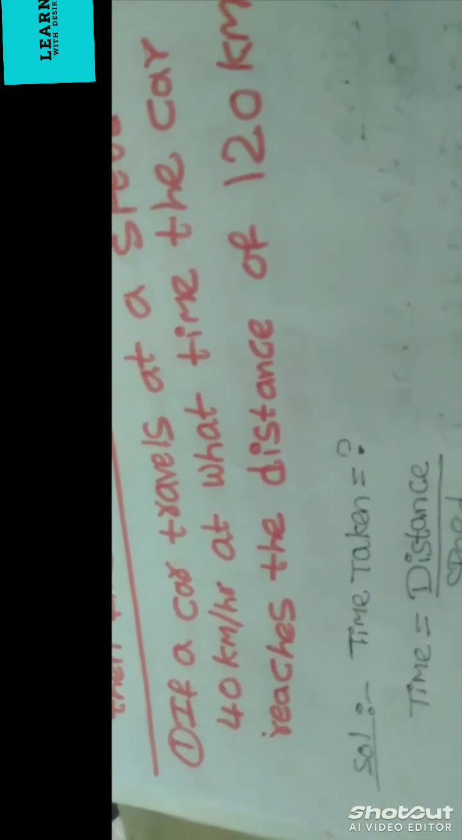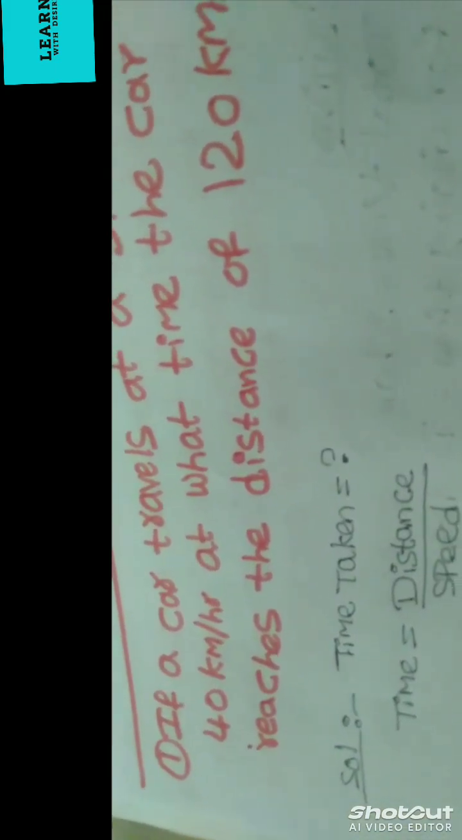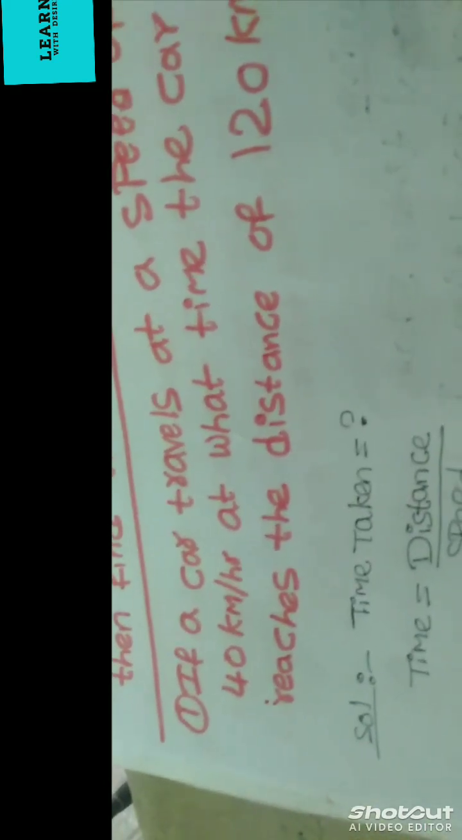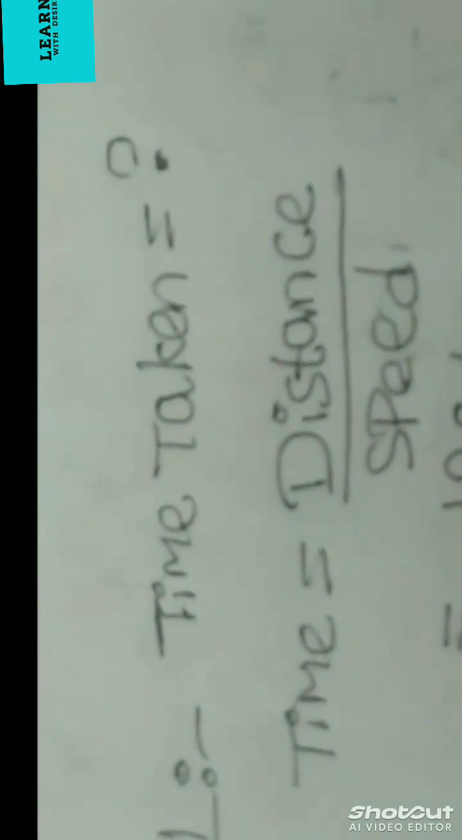The distance is 120 kilometers and speed is 40 kilometers per hour. The formula is distance by speed. By substituting the distance and speed values here like this, we can calculate the time. The time is equal to 3 hours.